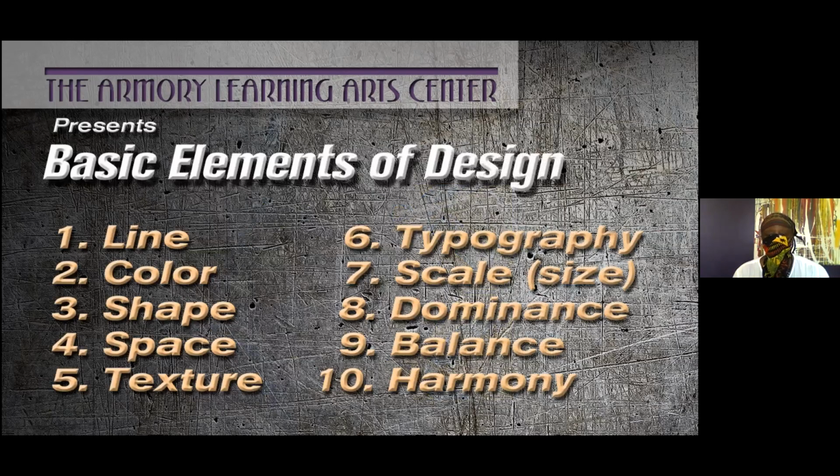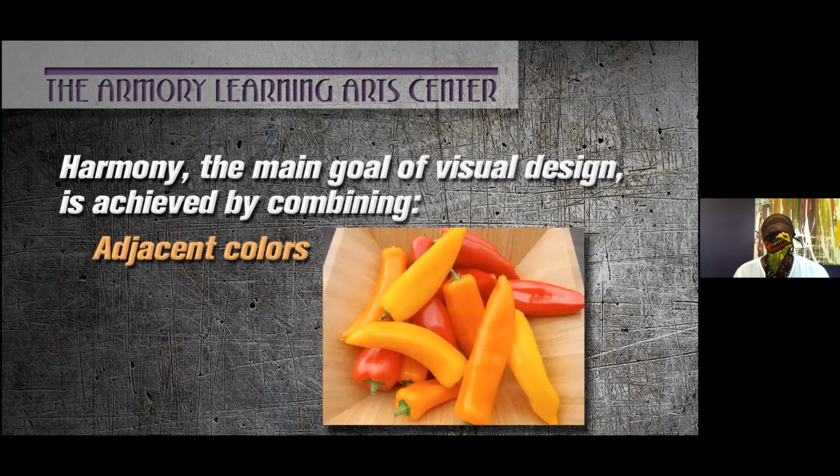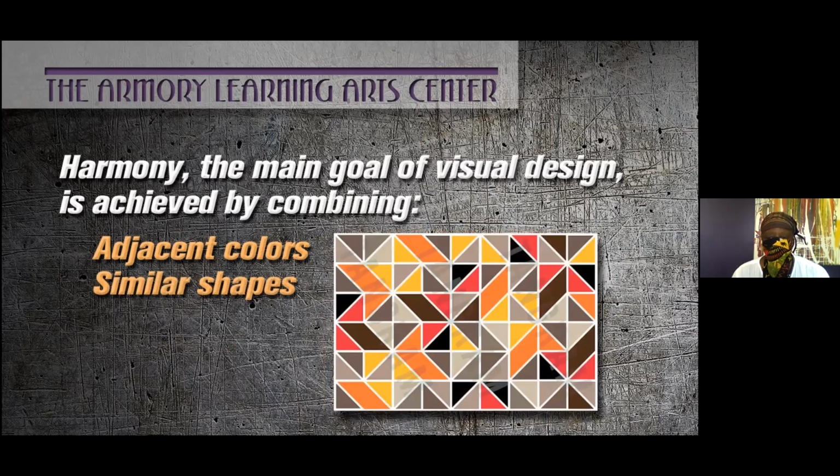Now, the final element of design is called harmony. Harmony is the main goal of visual design, and that's achieved by combining adjacent colors. Those are colors that are analogous, next to each other on the color wheel, like yellow, orange, and red. Similar shapes: these are basically geometric shapes that are placed together, and they only change the colors, but it creates a harmonious design.